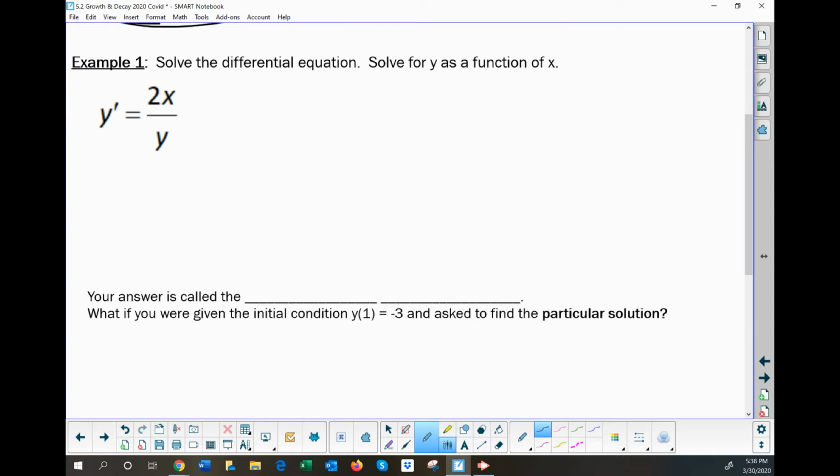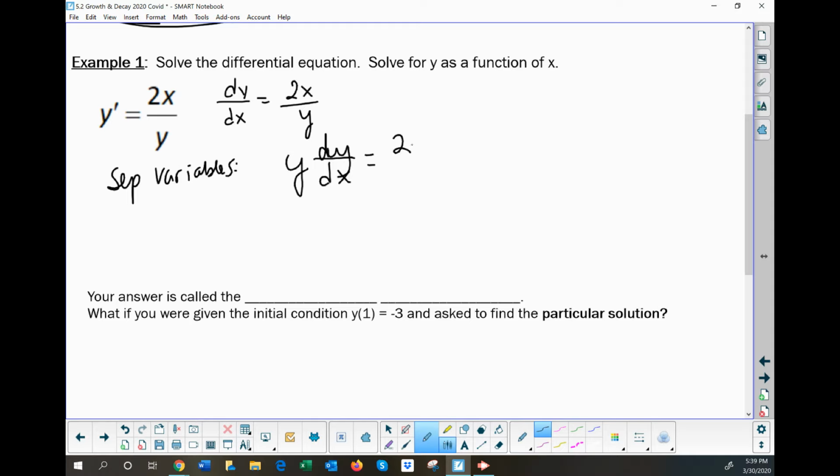It says solve the differential equation, solve for y as a function of x. So that means I should have y equals and then an expression in terms of x's. So I think what I'm going to do is rewrite this and write dy/dx instead of the y prime. So I have 2x over y. Now, I want to separate my variables. So here's how I'm going to do that. Using a little bit of algebra skills, I'm going to multiply both sides by y, and that brings it to the left side, and I have y times dy/dx equals 2x.